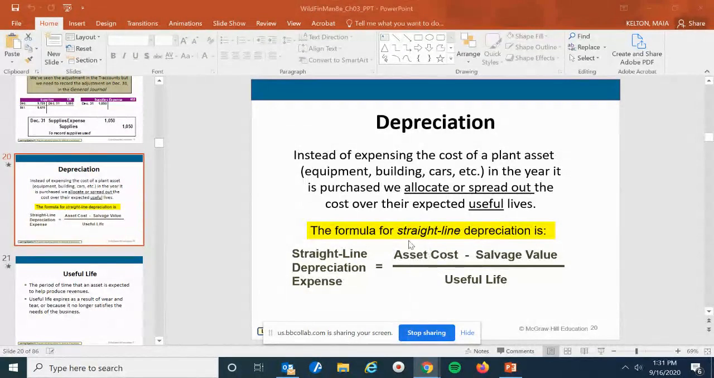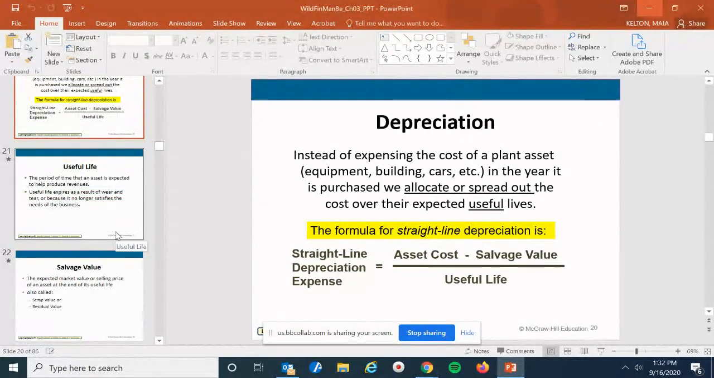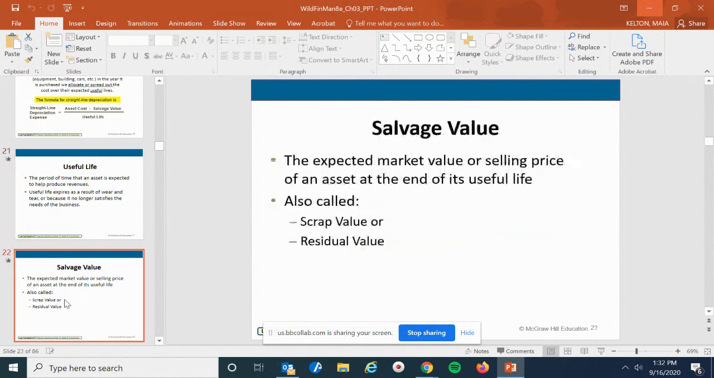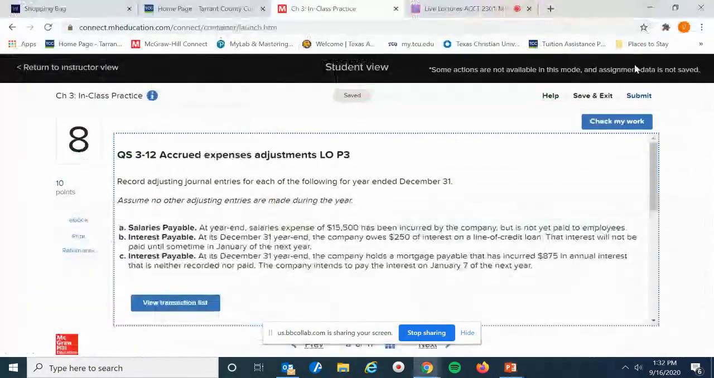Once we do that, asset cost minus salvage value gives us the depreciable or the net cost of the asset, which we divide by the useful life. This is the period of time the company expects to use the piece of equipment or building, whatever it is that we're depreciating. And salvage value, which I also call residual or scrap value.